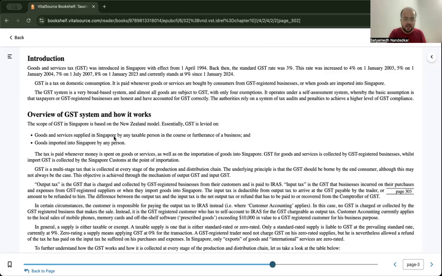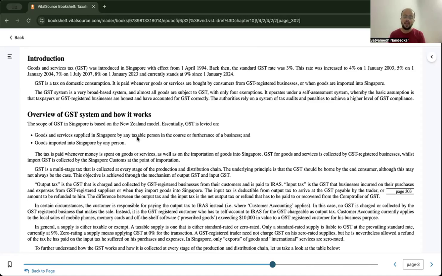Now you see the difference here. Here they have mentioned it has to be a taxable person. So if you are someone who is selling goods and services within Singapore itself, then your turnover has to cross a particular threshold limit to be considered as liable for GST. But if you are an importer of goods into Singapore, then regardless of whatever your turnover is, you have to pay tax.